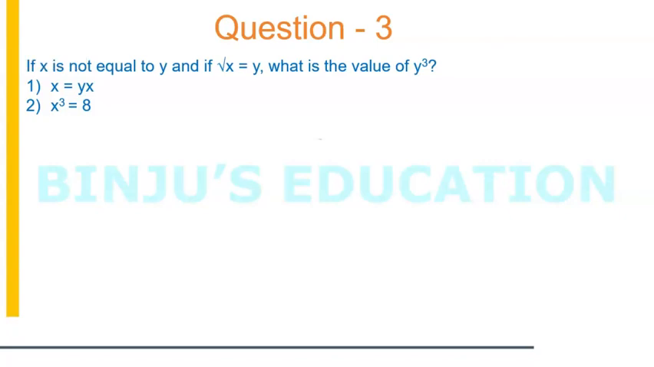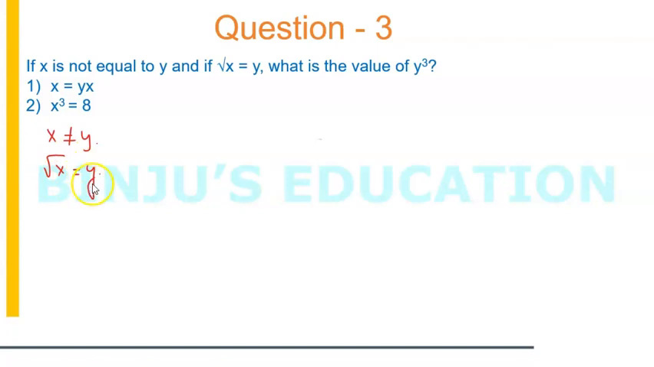All right, let's try this one. Let's see what are the facts given to us. First of all, x is not equal to y. Okay, x is not equal to y. This is fact number 1. Root x is equal to y. This is fact number 2.